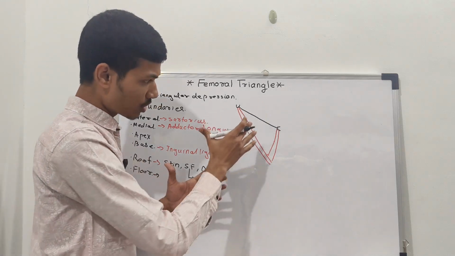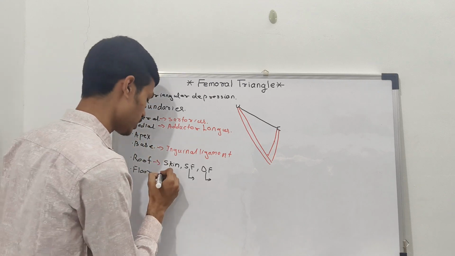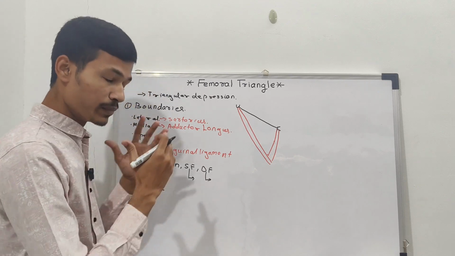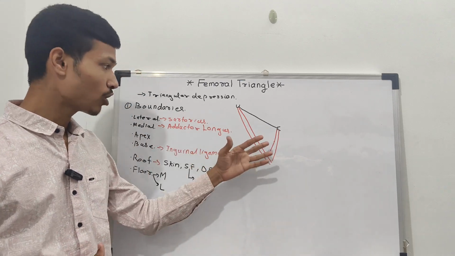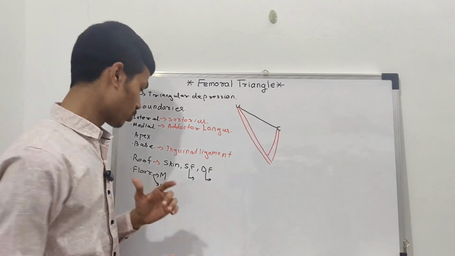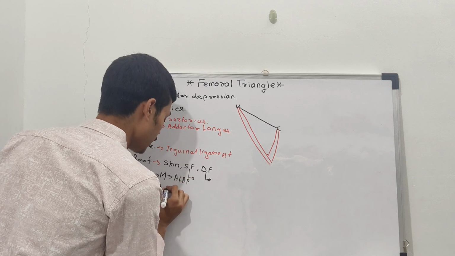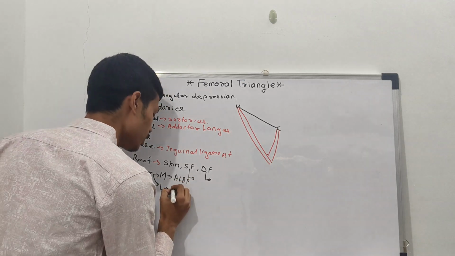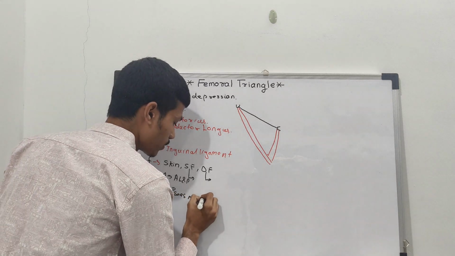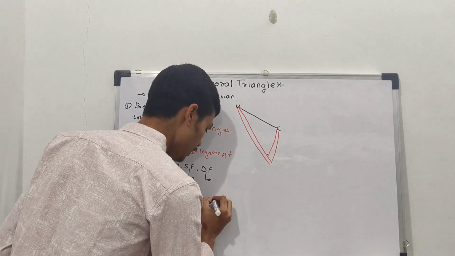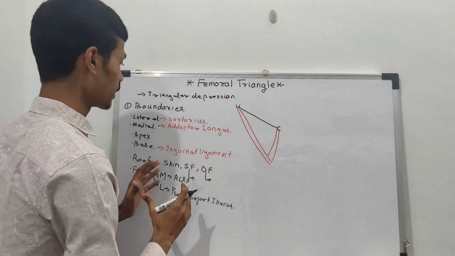So the floor is formed in two contexts, that is the medial and the lateral. Medially the floor is basically formed by two muscles. What are they? The adductor longus along with the pectineus muscle. Okay, so medially we have the adductor longus along with pectineus, and laterally the floor is basically formed by the psoas major and iliacus. Okay, that is nothing but the boundaries.